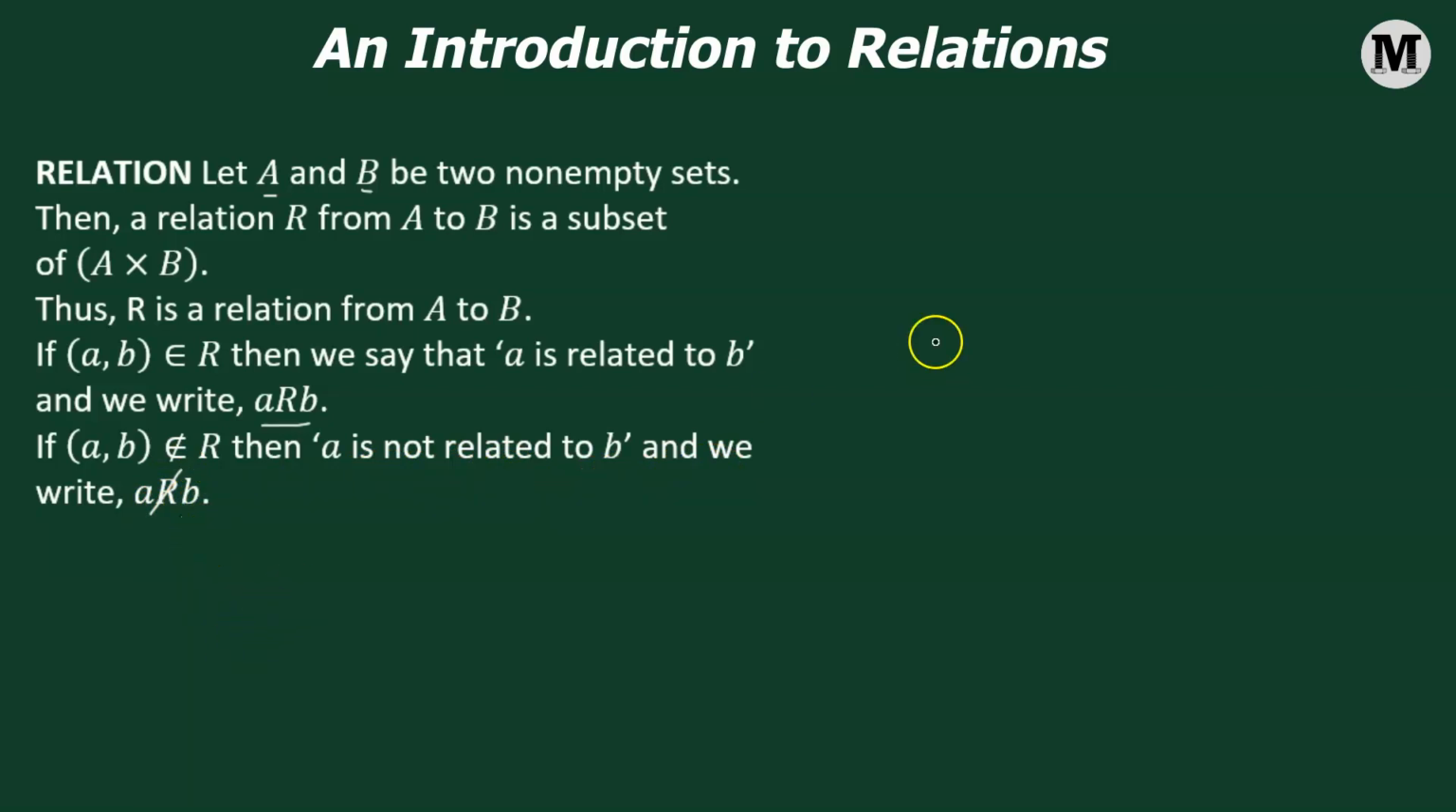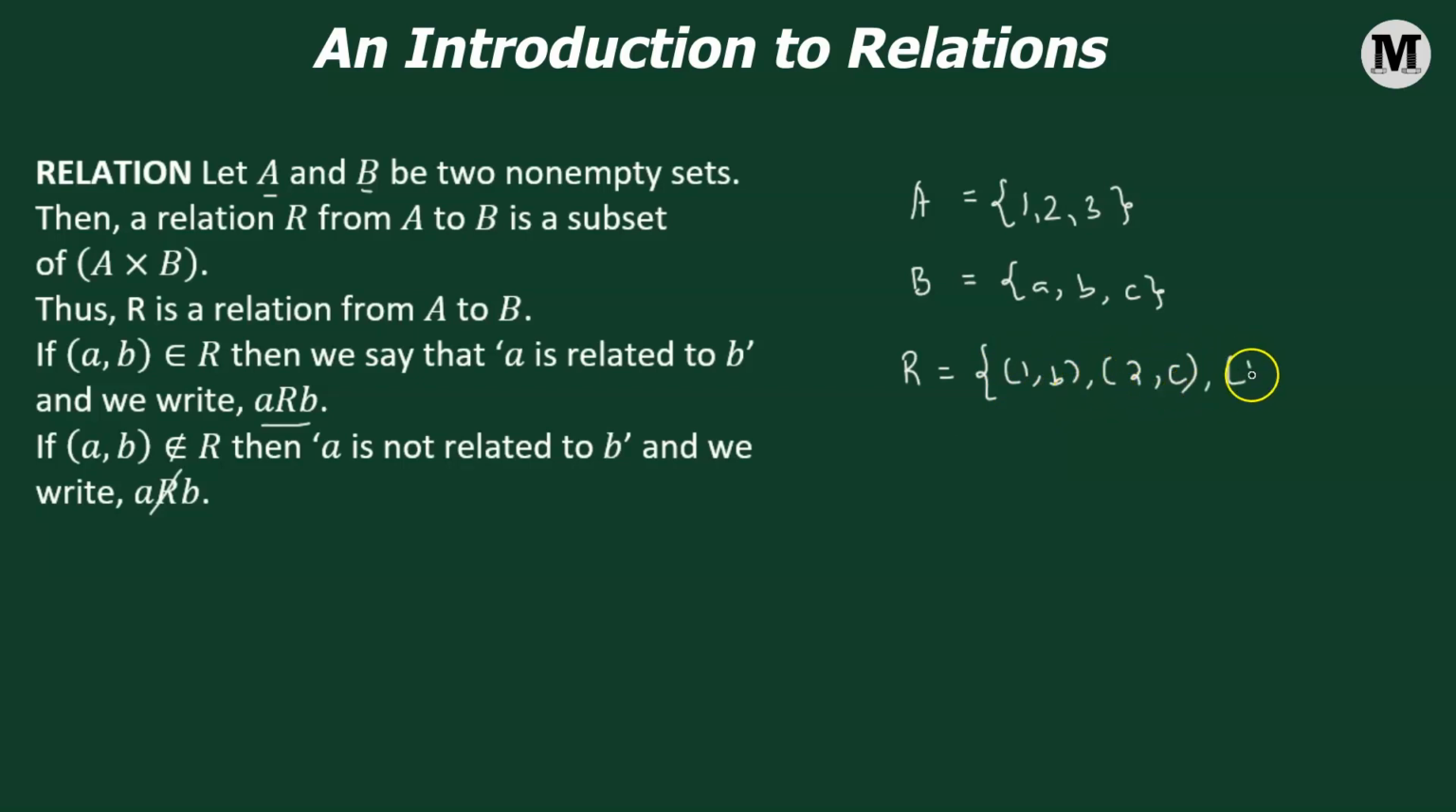For instance, let us consider a set A containing three elements: 1, 2, and 3. Then we have another set B, which contains the elements a, b, and c. And let's say we have considered another set R, which is a set containing the ordered pairs (1, b), next (2, c), next (1, a), and one more ordered pair, (3, a).